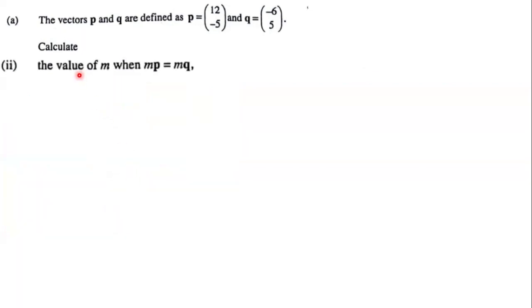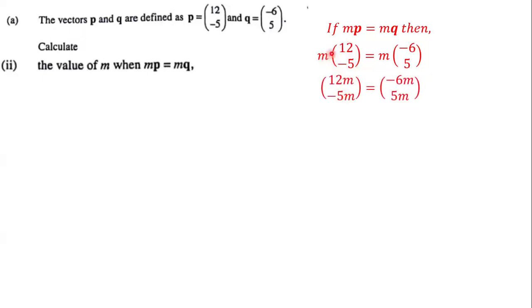Next, we have to calculate the value of M when MP is equal to MQ. And so here we have, if MP is equal to MQ, then that means that MP, so we replace P with our column vector, is equal to MQ, all right? And so we know that Q is this column vector, and we can multiply this M by each term in this vector. So we have M times 12, which is 12M. We have M times -5, which is -5M. We have M times -6, which is -6M. And we have M times 5, which is 5M.